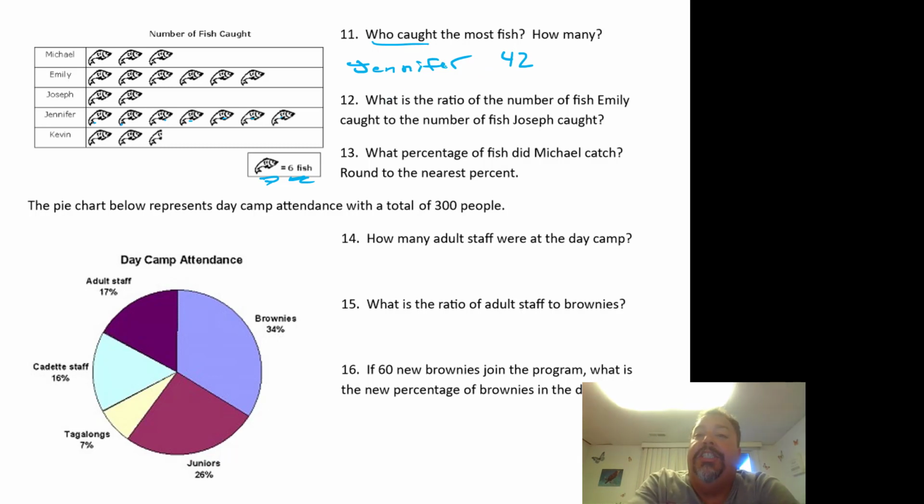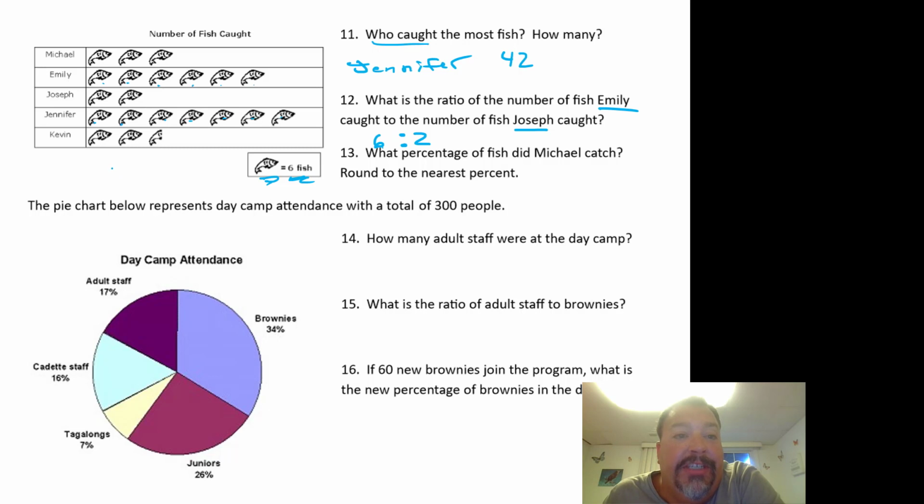Number 12 says, what is the ratio of the number of fish Emily caught to the number of fish Joseph caught? So we're going to be comparing Emily to Joseph. This is going to be a ratio. We can write it as a fraction, or we can use the colon here. And first off, Emily, 1, 2, 3, 4, 5, 6. There's 6 pictures there, which is actually 36 fish. And Joseph has 2 fish. Now we're going to get the same ratio whether we do the pictures or we do the actual. So this is going to be 6 to 2.